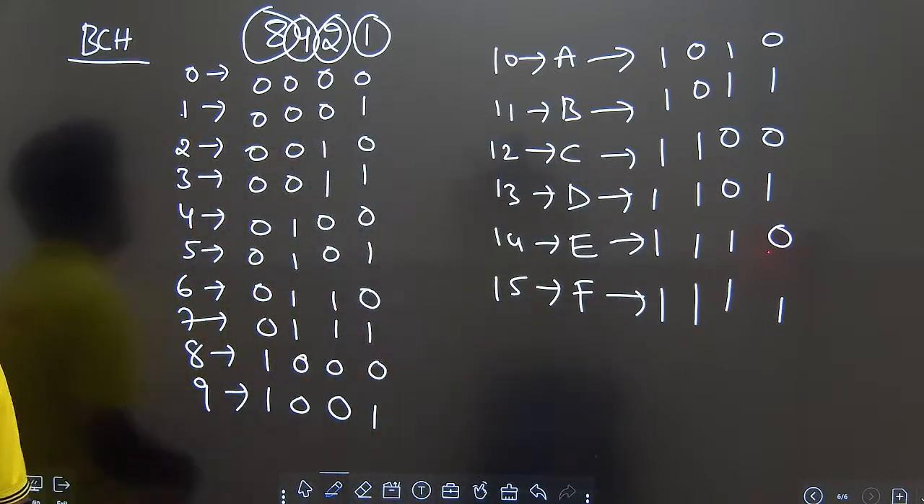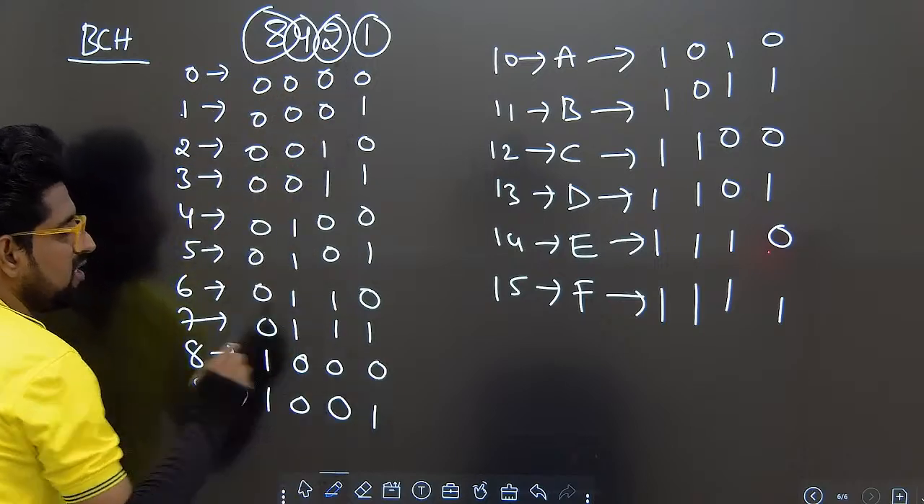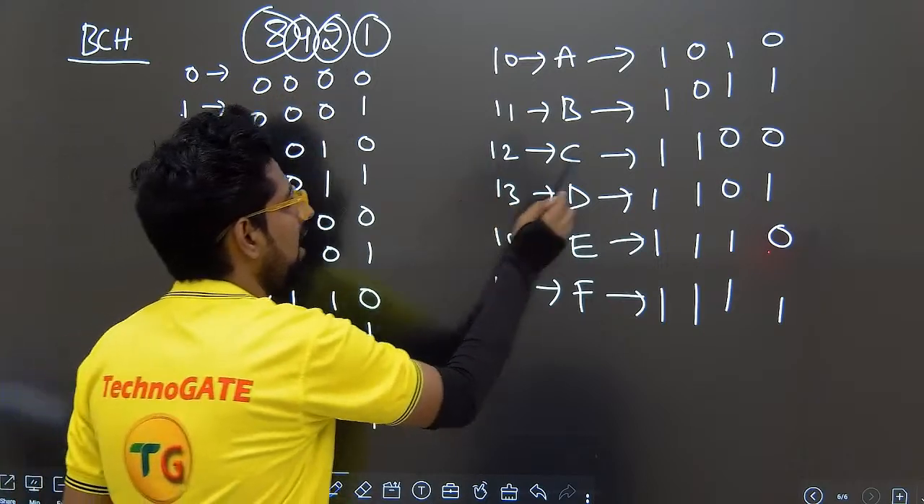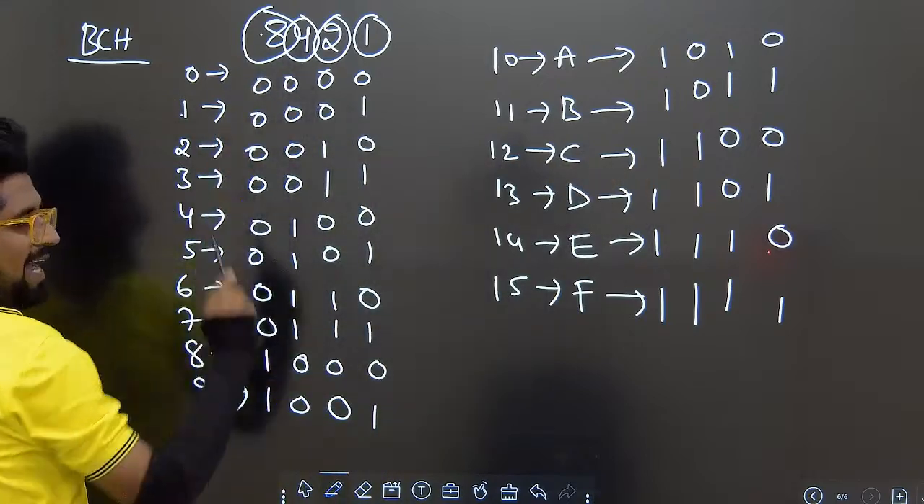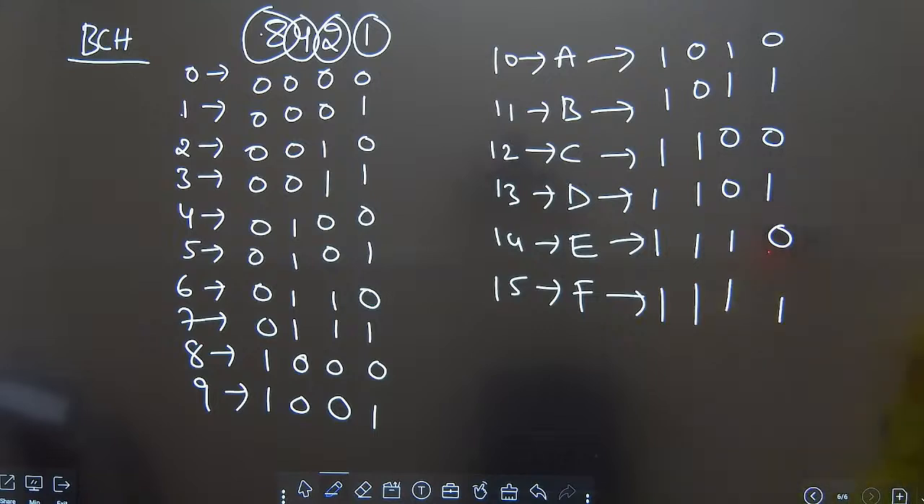Now you can cross verify. If you want 9, you can add 8 plus 1 is 9. If you want 12, you can add the first two digits, 8 plus 4, which is 12. Okay, in this way you are going to get these values. Note down this, all of you note down this.